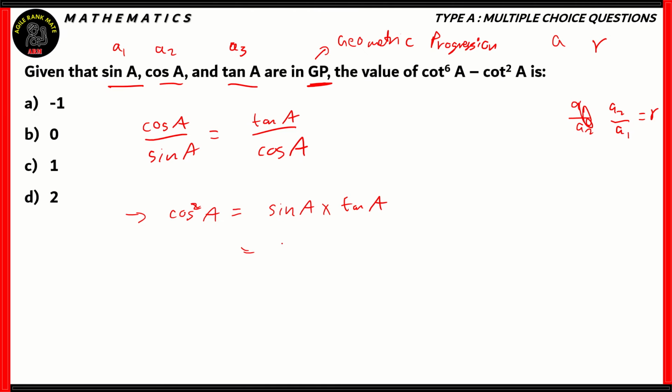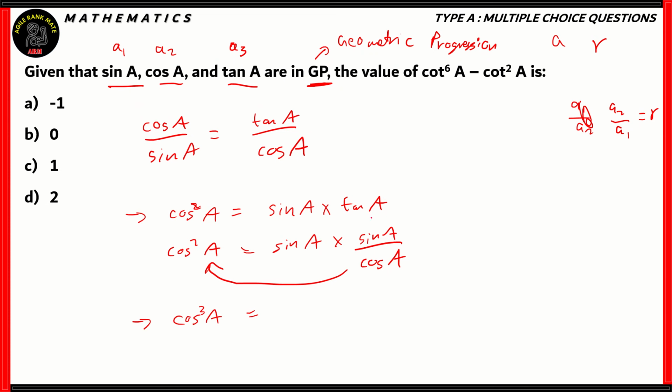Now, tan A is basically sin A over cos A. So we will take the cos to the left-hand side. So what are we going to get? Cos squared A times cos A gives you cos cubed A. And on the right-hand side, we have sin A times sin A, which is sin squared A. So far, so good.